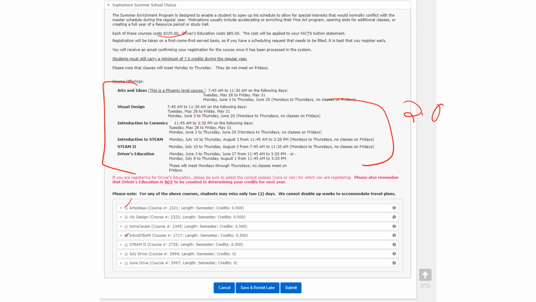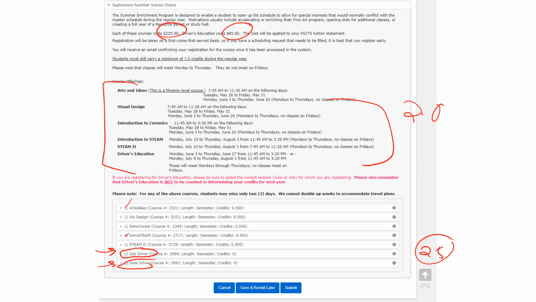The costs for the classes are $225. Driver's education costs $85. For driver's ed, please be careful that you pick the right day that you want to sign up for. So do you want to pick the June time or the July time? Only pick one, don't pick both. These are on a first come, first served basis. So once we hit 25 students in the driver's education class, we do close that for the summer.